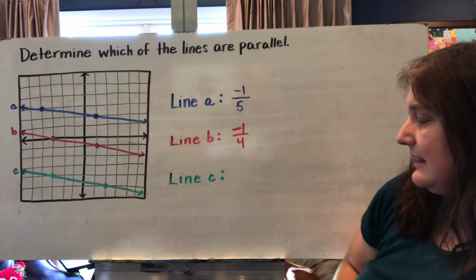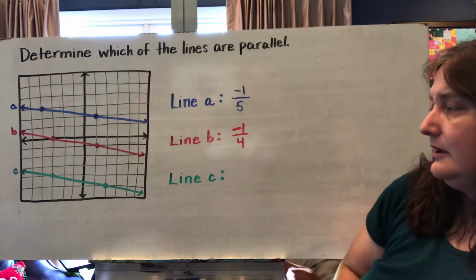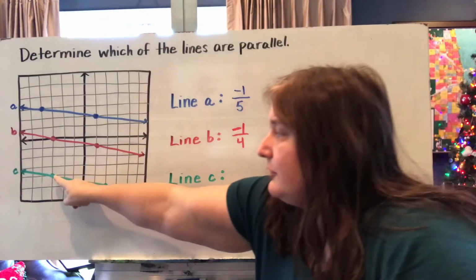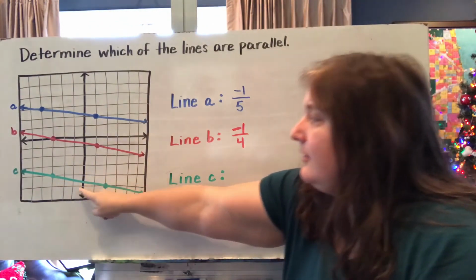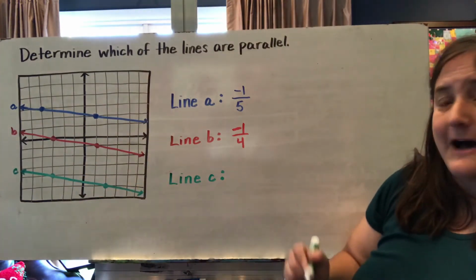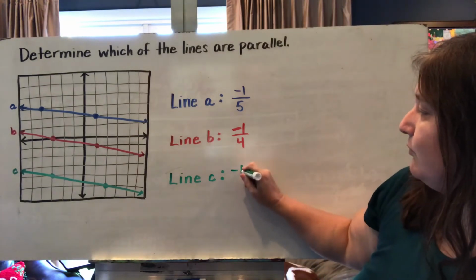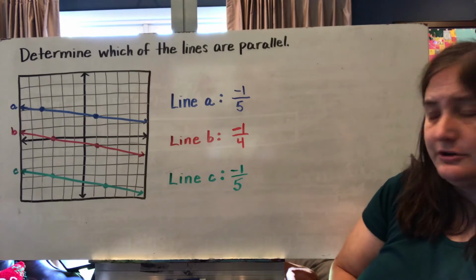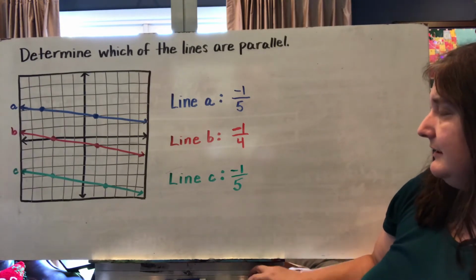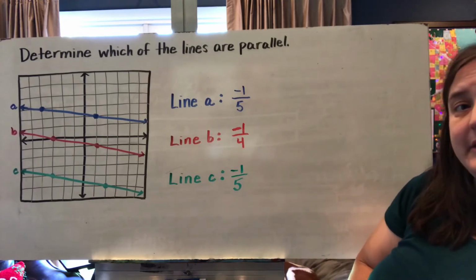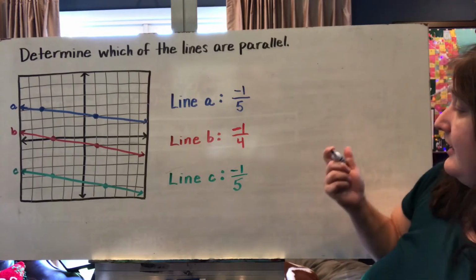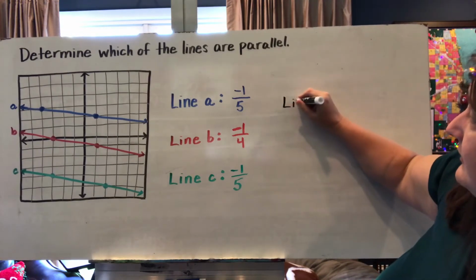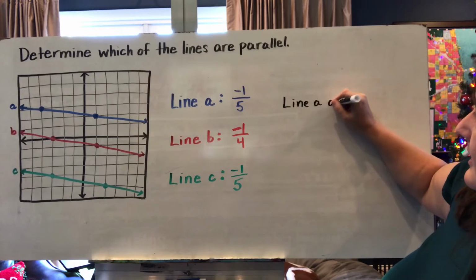So let's take a look at line C. For line C, I'm going to start at this point on the left. I go down 1 and over to the right 5. So negative 1/5. So I do have a match between line A and line C. So in this graph, line A and line C are parallel.